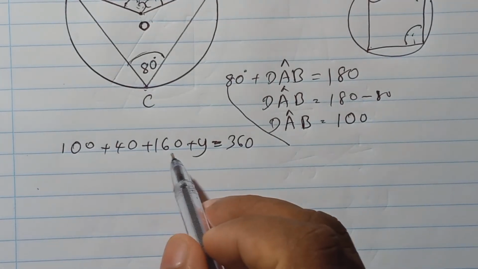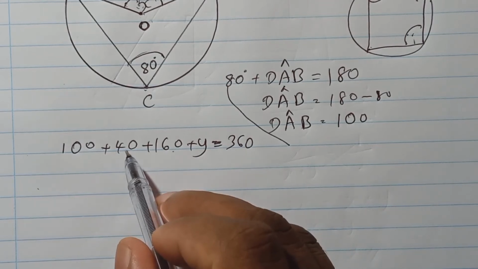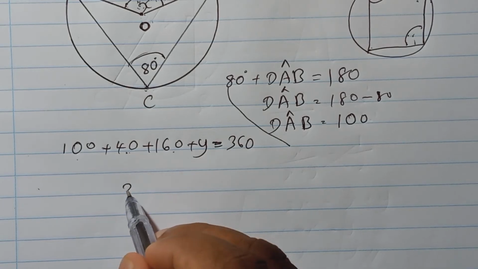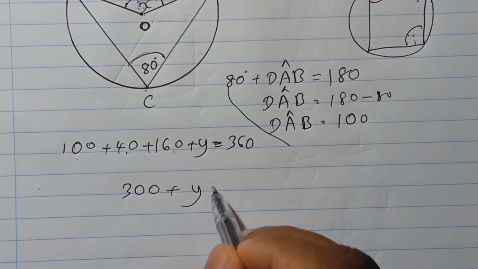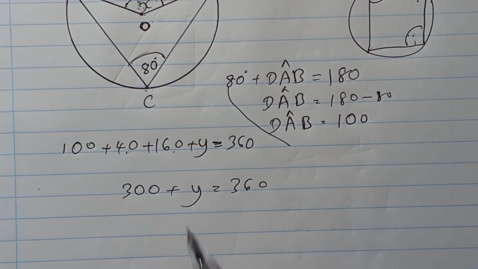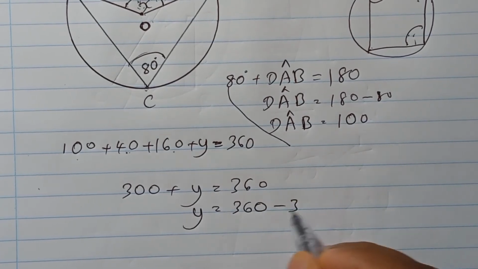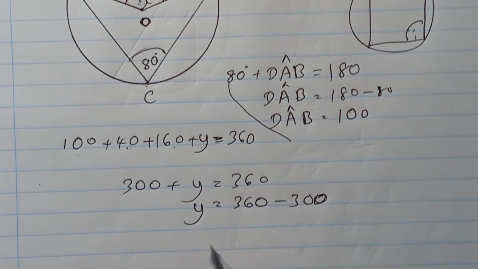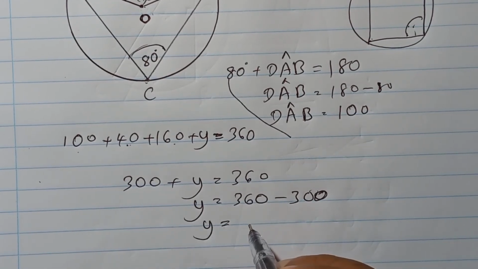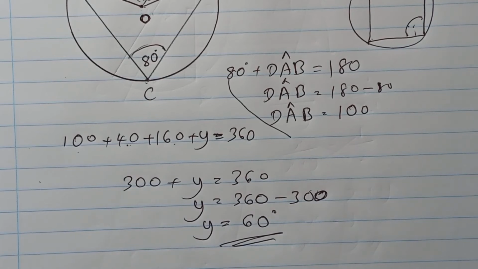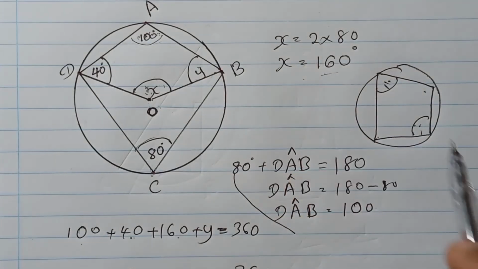Let's add it. 160 plus 40 means 200. 200 plus 100 means 300. It will be 300 plus y equals 360. So very easy, 360 minus 300, y will be equal to 60. y equals 60 degrees and x equals 160.